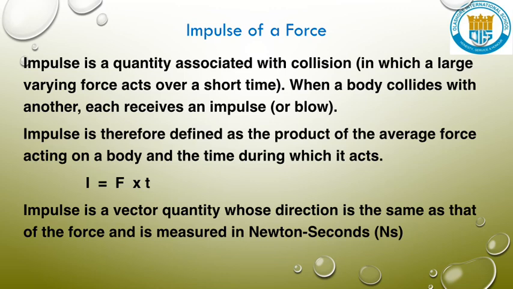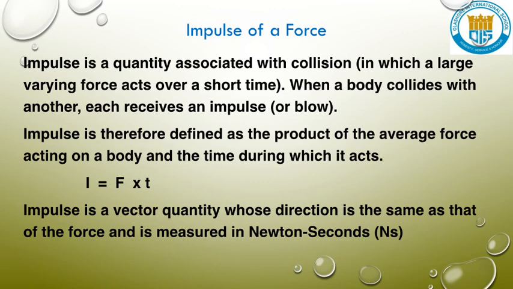And how then do we find impulse? Impulse is the product of the force that acts on the body and the time during which it acts. So impulse is force times time. Impulse is a vector quantity. That means it is directional. So it has a direction that is the same as the force that acts on that object. So the direction of impulse is the direction of the force.